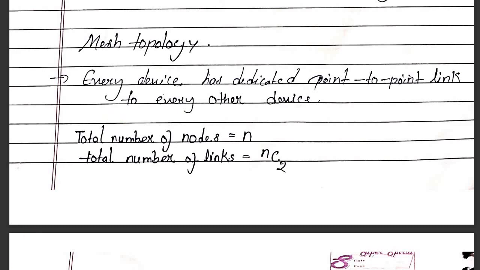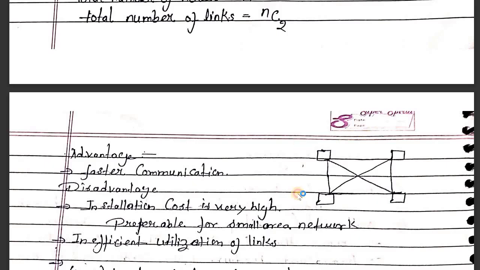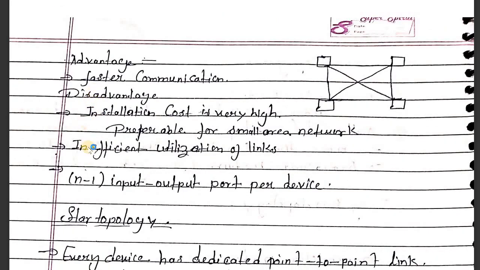In mesh topology, every device is dedicated to a point-to-point link, which means each device has a connection with every other node. If there are a total of n nodes, here in the example these are 4 nodes, and each node is connected to the other 3 nodes. The advantage of this topology is faster communication.